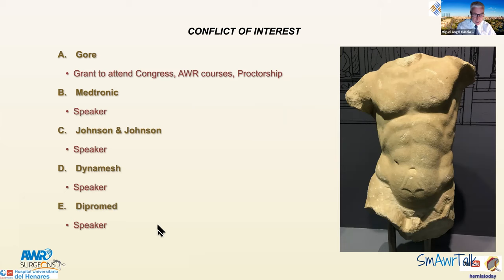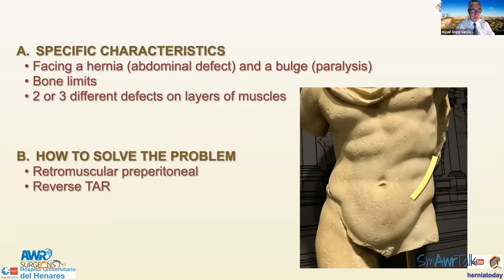And I want to also insist on the specific characteristics of these lateral hernias, because apart from facing a hernia, many times we have to face a paralysis, a bulge that we also have to fix. The bone limitation has already been remarked by Ram. Another interesting issue is that defects are not only of a muscle or the linea alba like in the midline. Here we have two or three different defects in three different layers, and we have to try to solve them.